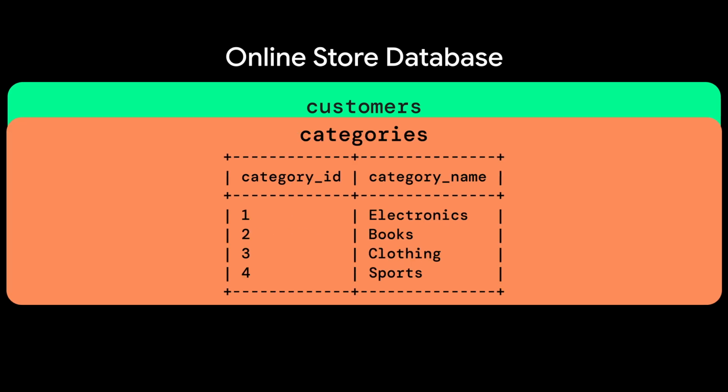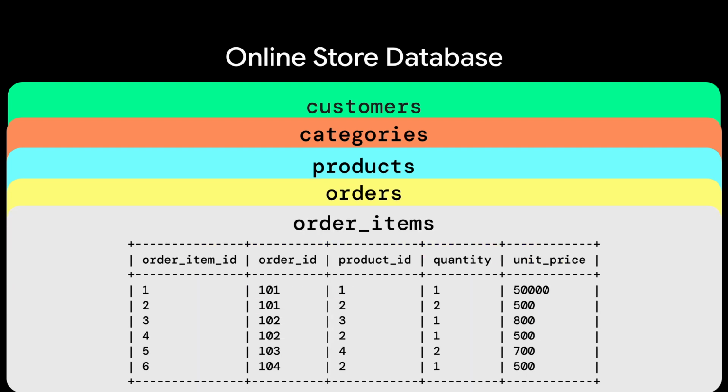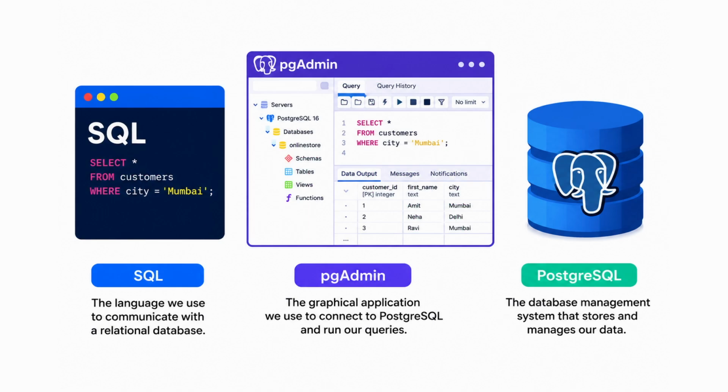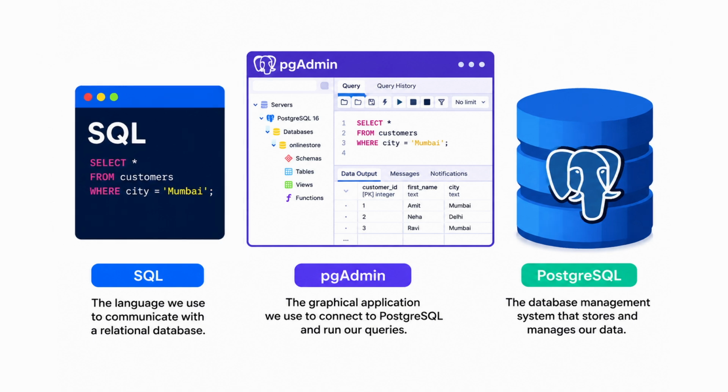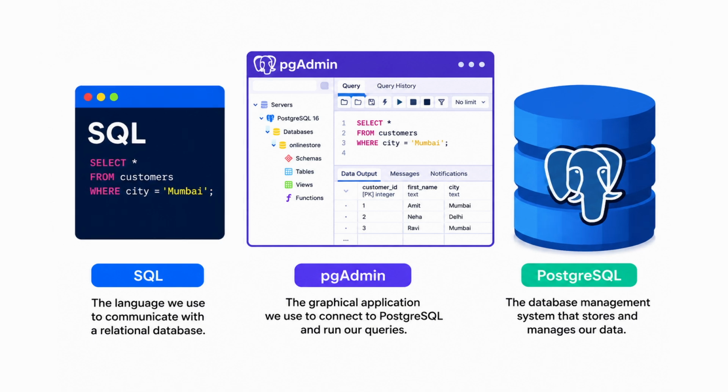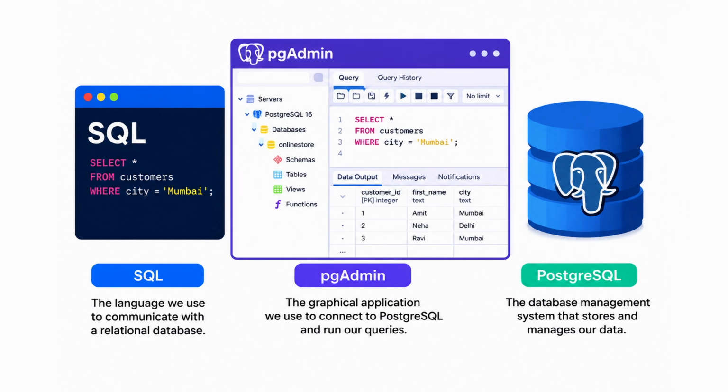This means the same customers, categories, products, orders, and order items data will continue with us as we learn new concepts. Before we begin, there are three terms we should separate. SQL is the language we use to communicate with a relational database. PostgreSQL is the database management system that stores and manages our data. And pgAdmin is the graphical application we will use to connect to PostgreSQL and run our queries.